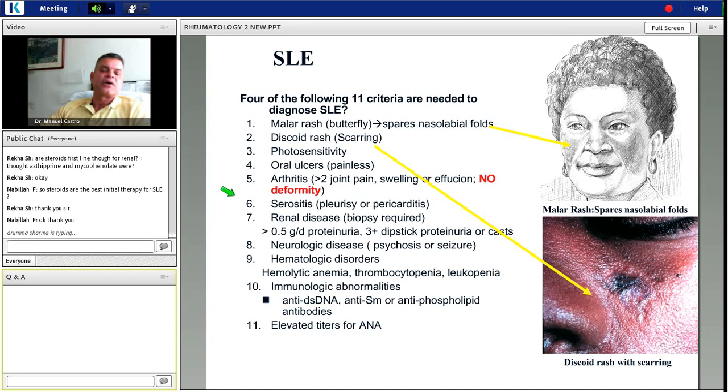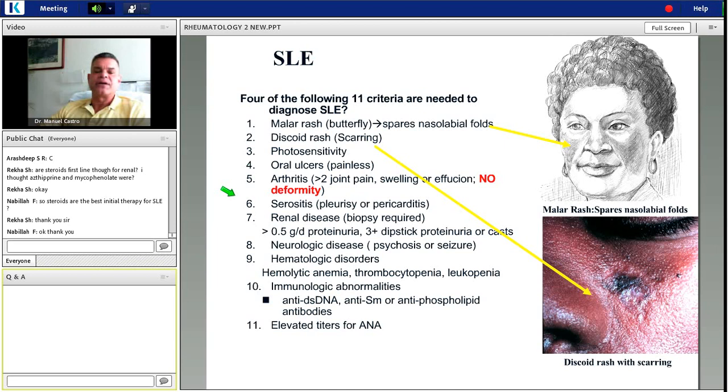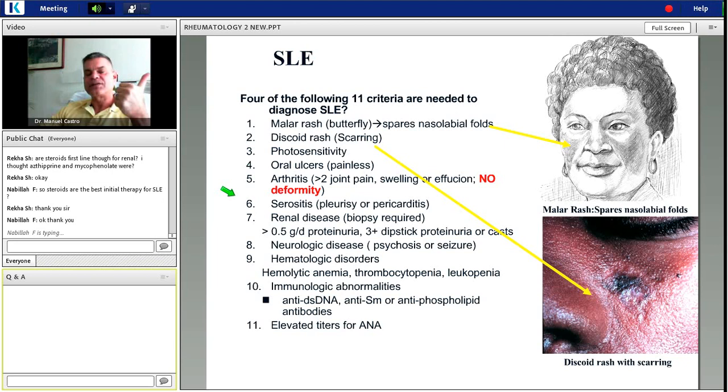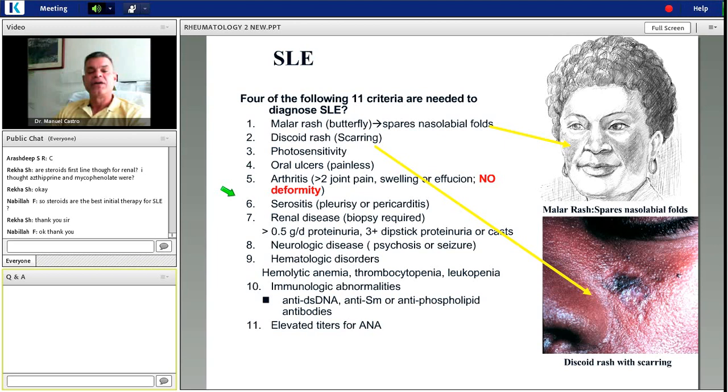As you can see, there are many criteria for SLE. 4 of the following 11 criteria are needed to make a diagnosis of SLE, okay? So let's talk about them. One of them is a rash, right? And there are 3 types of rashes that you can have in SLE. You can have the malar rash, the discoid rash, and the photosensitivity rash. Then you can also have another condition, which is oral ulcer. That's another criterion. You can also have arthritis.